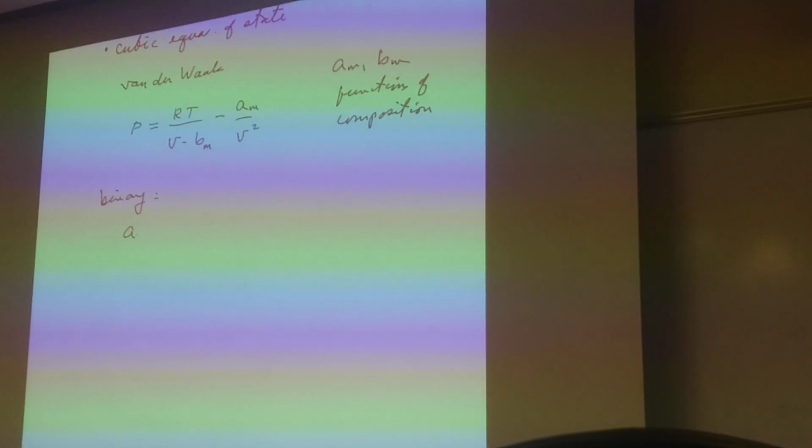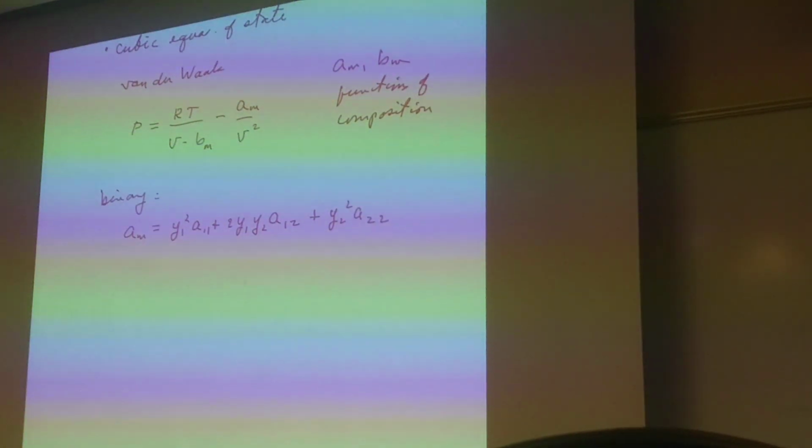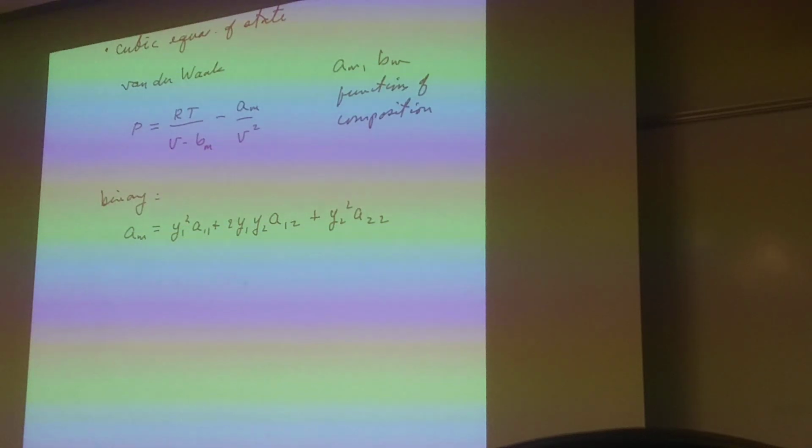He suggested that the mixture A should be A, and now I'm going to give it a double subscript. Let's do it this way. y1 squared A11 plus 2 y1 y2 A12 plus y2 squared A22. Now the A11 and A22 are the pure component 1 and pure component 2 values for the Van der Waals constant A. But A12 here is a new animal that I'm going to say something about in a moment.